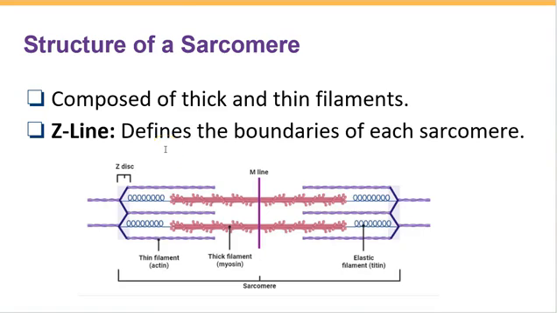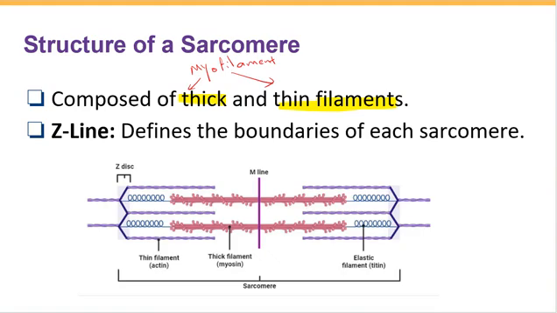Now I will describe the structure of a sarcomere. A sarcomere is made up of thick filament and thin filament, or we can call them the myofilaments, thick and thin myofilaments, or thick and thin filaments.